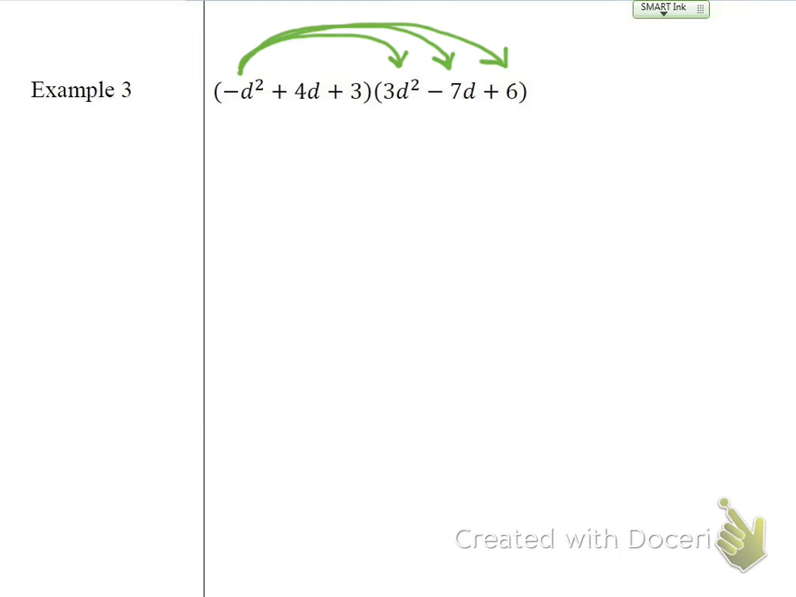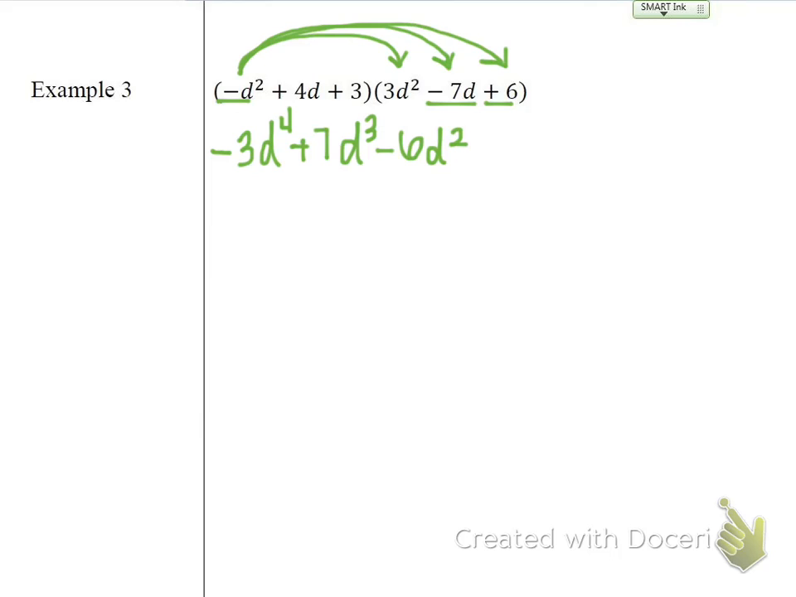So negative d squared times 3d squared. That's going to give me negative 3d to what power? To the 4th. Then we take that negative d squared and we multiply it by the negative 7d. So that's going to be plus 7d to the 3rd. And then you have negative d squared times positive 6. So that's negative 6d squared. Everybody good so far? Okay.